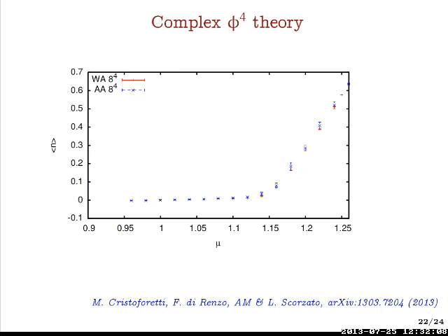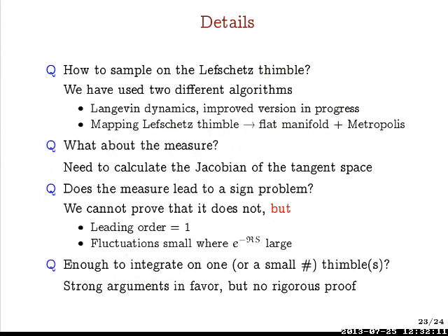Okay, so this is very speculative. There are a couple of things I haven't told you much about, how we actually sample this. As I said, the measure is very non-trivial. How do you sample that? Currently, we have two algorithms that we use to sample it. There's one which is based on Langevin dynamics, and there's another one that we have developed which is based on basically Metropolis, but with a mapping to a flat manifold. So we are in the process of implementing these algorithms.